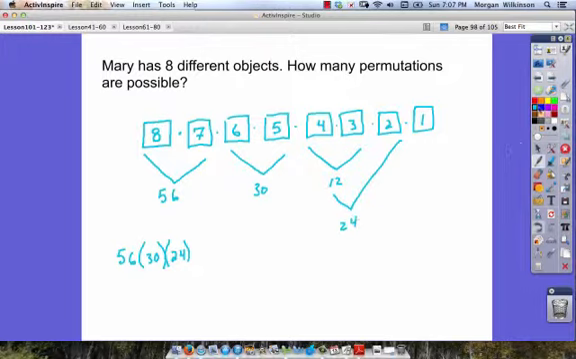56 times 30. Let's work through it. We've got 0 as a placeholder. 3 times 6 is 18. We'll carry our 1. 3 times 5 is 15, plus 1 more is 16. So we get 1,680. We now need to multiply that by 24. That's going to tell us how many different permutations are possible.